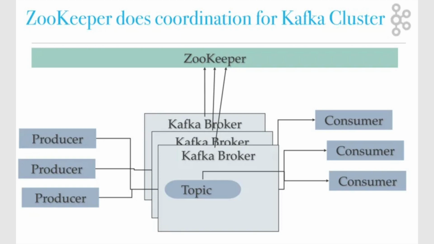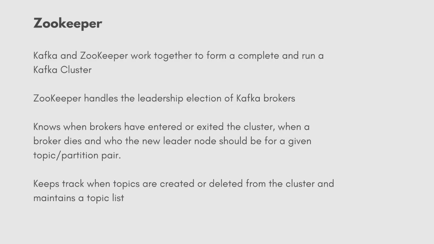You have nobody to handle the election of the Kafka brokers. You won't have a way to know when a broker has entered or exited the cluster, or when a broker dies, how to give a new leadership role to it, or who handles the partition. All of this stuff will be useless if Zookeeper shuts down, right? You have a single point of failure with Zookeeper. So that is the reason why Kafka is trying to move away from Zookeeper, right? It did its thing at its time, but now they're trying to move away from it.